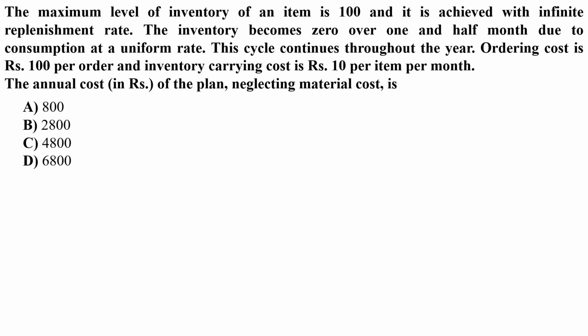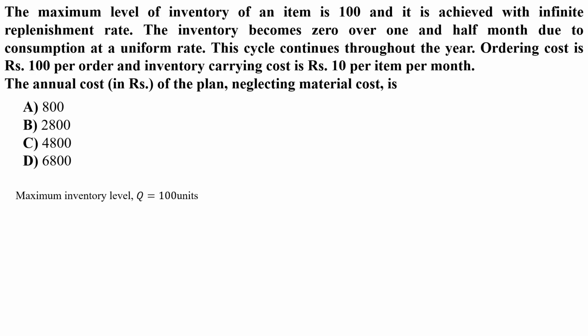So let's see the next question. The maximum level of inventory of an item is 100 and it is achieved with infinite replacement rate. The inventory becomes 0 over 1.5 months due to consumption at a uniform rate. This cycle continues throughout the year. The ordering cost is 100 rupees per order and the inventory carrying cost is 10 rupees per item per month. The annual cost of the plan, neglecting material cost: option A 800, option B 2800, option C 4800, option D 6,800. So let's see the solution.